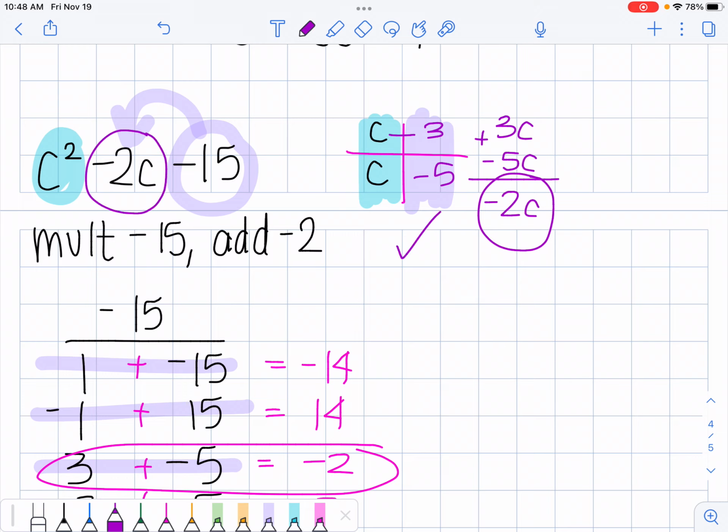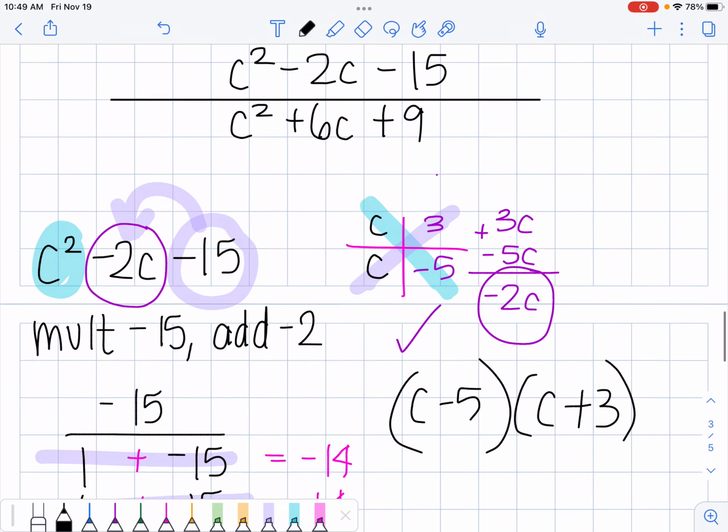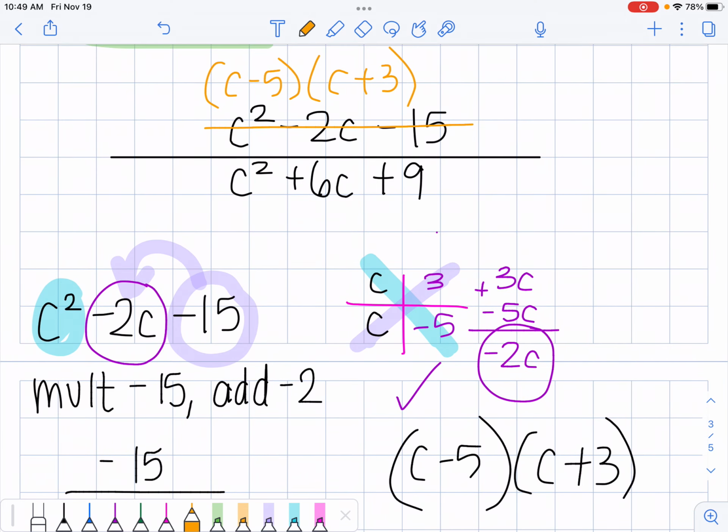So my factors are c minus 5 and c plus 3. So I'm going to write them out. C minus 5 times c plus 3. Okay, so now that I have that factored, I'm going to come up here and cross this off and say, well, I know this is the same as c minus 5 times c plus 3. Now I want you to try and factor the bottom. Okay, so now's a good time to stop the video and factor the bottom.